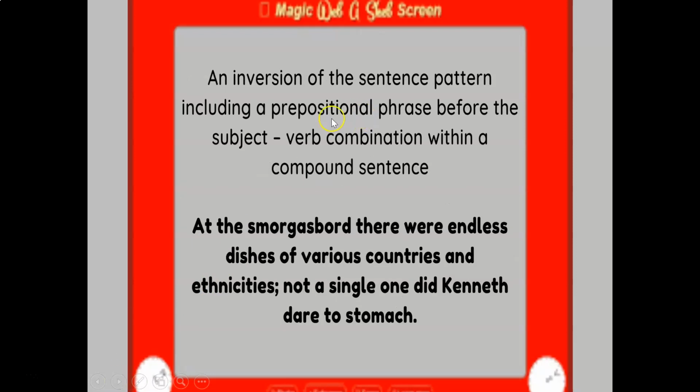Here's another one. Inverted sentence pattern, including a prepositional phrase before the subject. So you can have a verb combination within the compound sentence. So here's one. Just invert it, all right, and then use the semicolon. At the smorgasbord, there were endless dishes of various countries and ethnicities; not a single one did Kenneth dare to stomach. Right? So again, very good sentence flows when my students write, when they're manipulating my templates.